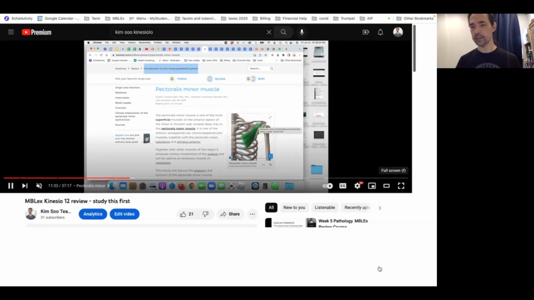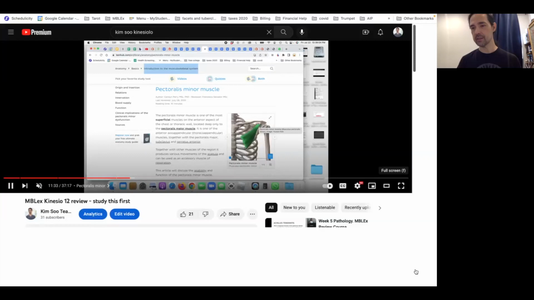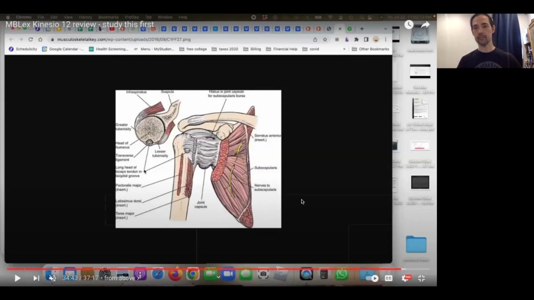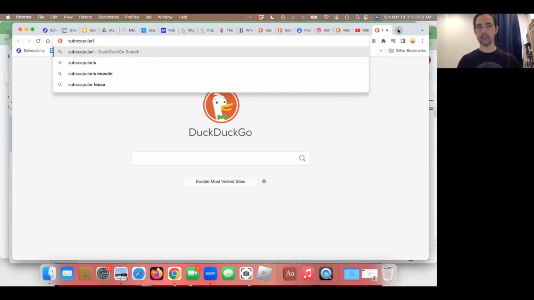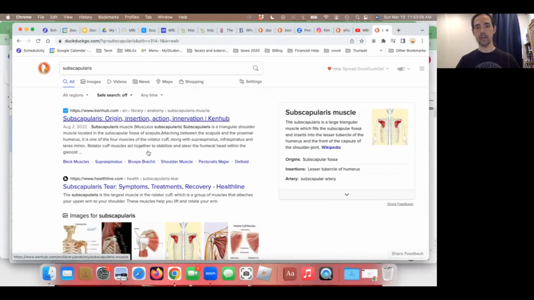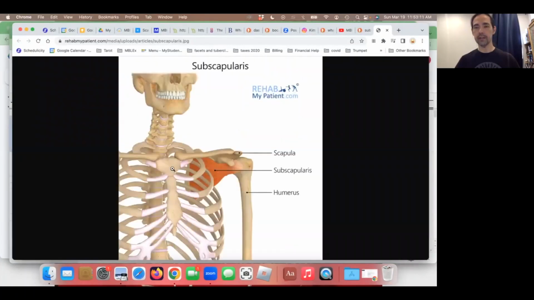But before we look at the larger picture, I want to show you guys the muscles on the front. That's a little too abstract. So I'm looking for the subscapularis. Let me just pull one up here.